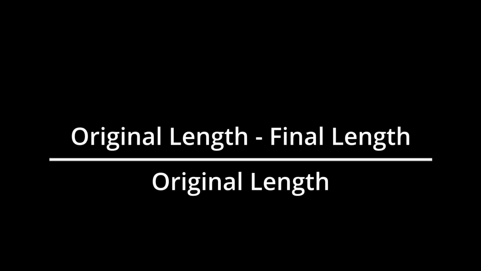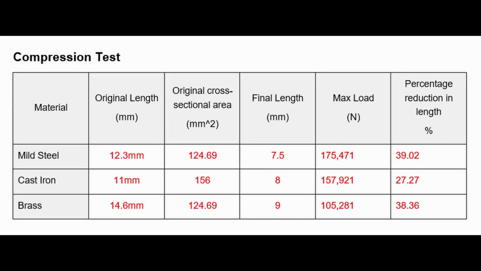We can calculate the percentage reduction in length by taking the change in length and dividing it by its original length, using the formula shown on the screen. That completes the compression test of the 3 samples. The different mechanical properties observed influences the selection and application of these materials for various engineering components.